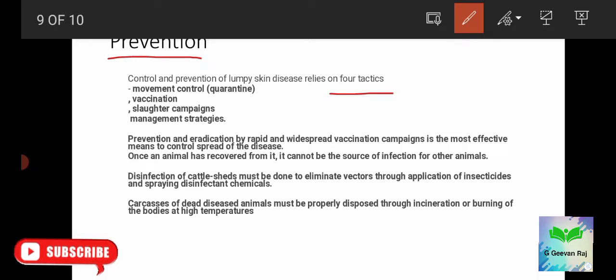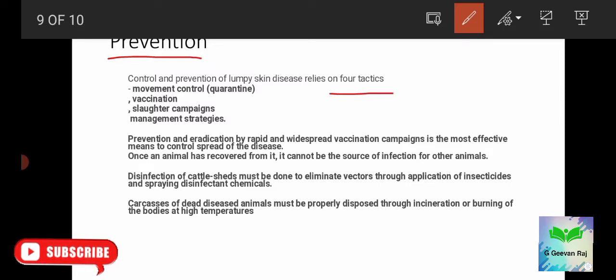Proper vaccination is the second tactic we can use. By vaccinating the cattle, we will be able to control the spread of the disease. Organize slaughter campaigns. So, if a large number of animals are infected by lumpy skin disease, the best way to deal with it is by slaughtering them and disposing their dead waste properly. And we should adopt proper management strategies so that the disease will not spread so easily.